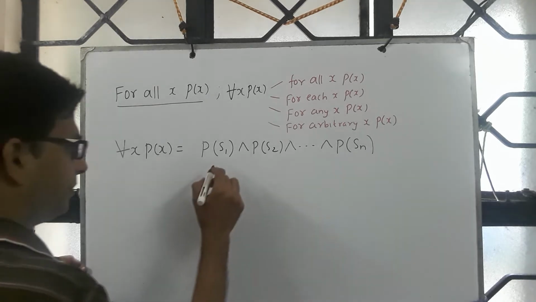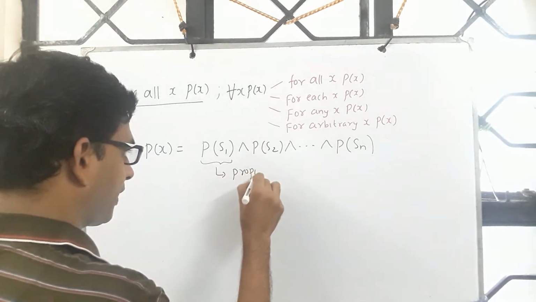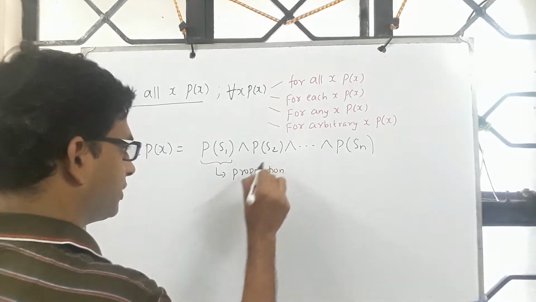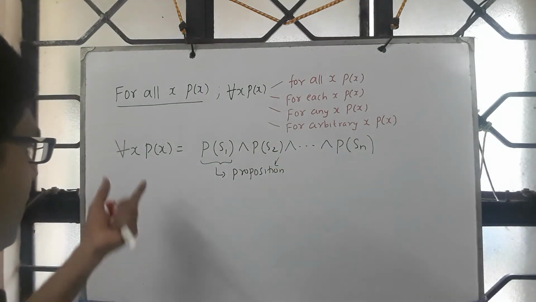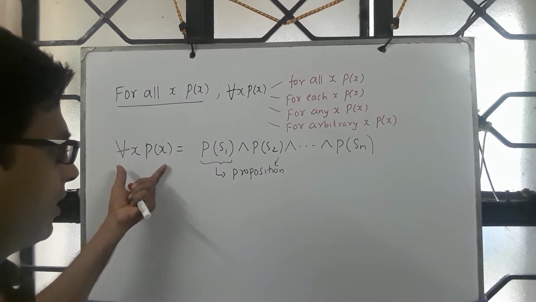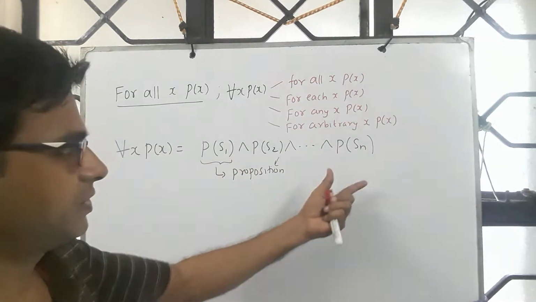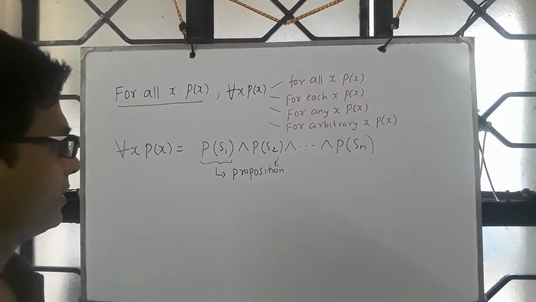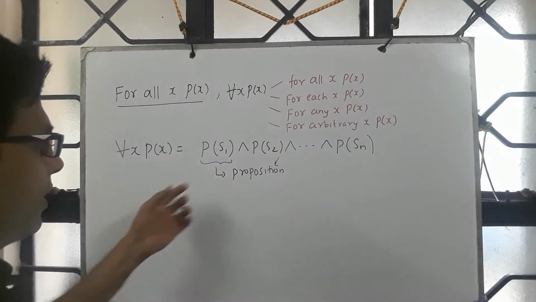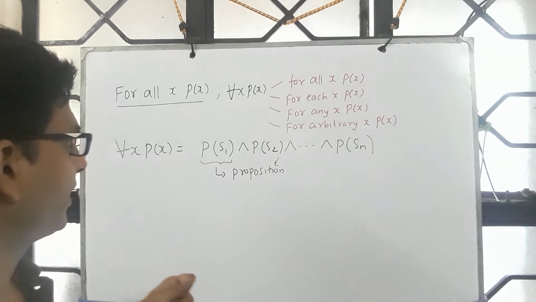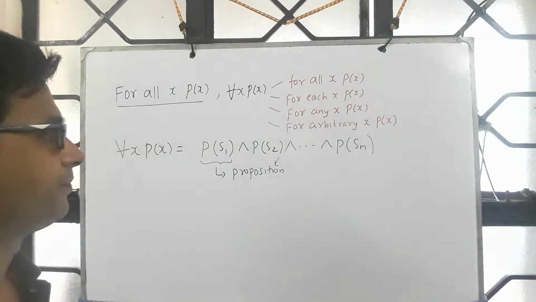As mentioned before, each of these is a proposition, and the predicate logic with the quantifier for all simply represents the collection of these propositions. Since each of these has to be true, the AND operator precisely represents for all X P of X.